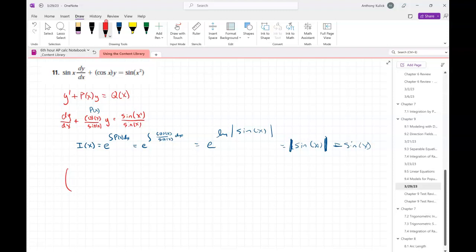So the left-hand side then becomes my integrating factor times y. So the derivative of that equals my q of x times my I of x. The x squared and x doesn't cancel out. No, because of the signs that are wrapped around it. But that can cancel out.